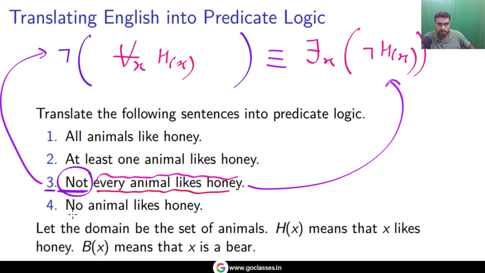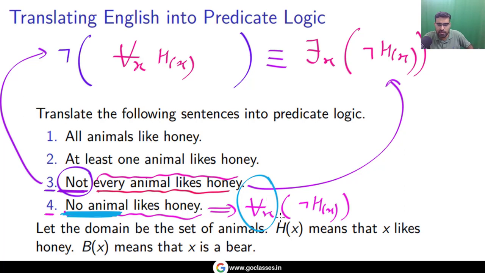So let's see the next statement. No animal likes honey. No animal likes honey means, it simply means that there is no animal which likes honey. Means for every animal you are saying that they don't like honey. Because this fourth statement is saying no animal likes honey. So for every animal I am saying, the domain is set of all animals, that they don't like honey.